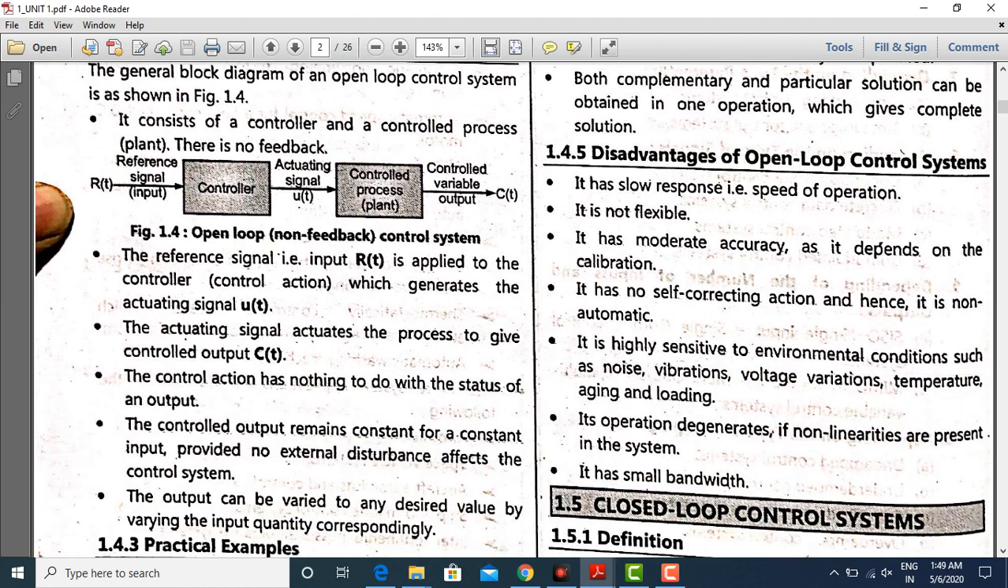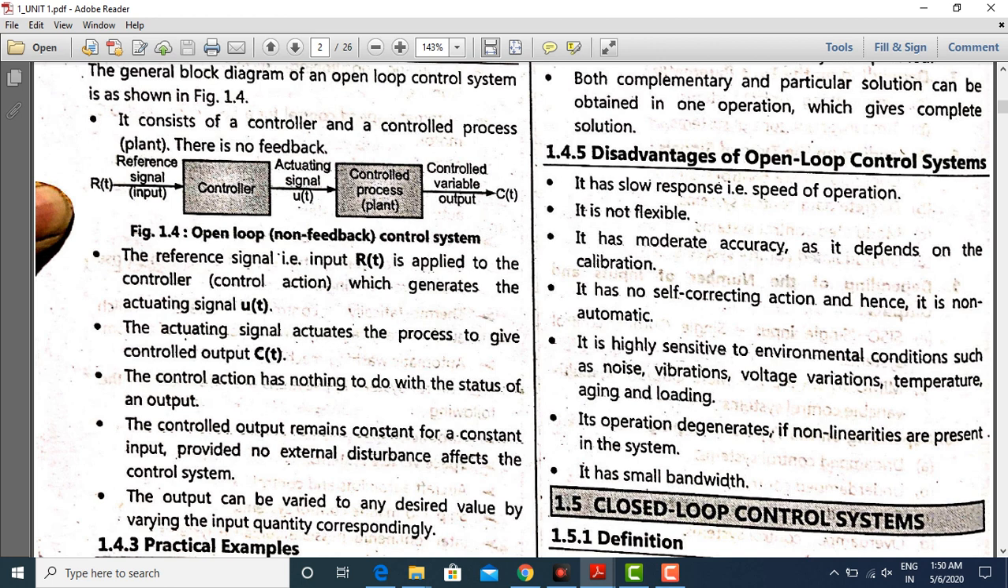It is having the slow response. It is not flexible. It has moderate accuracy. Obviously it depends upon the calibration. The feedback is not present, hence accuracy is going to be moderate. It has no self-correcting action, hence it is non-automatic.